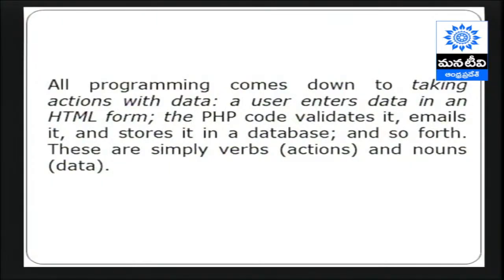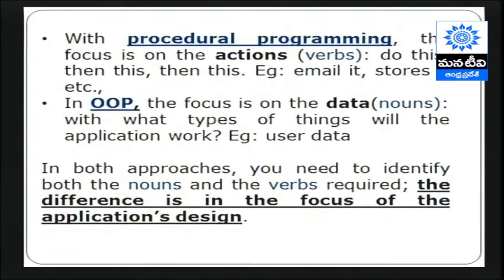Here, for the data that is stored for processing and maintained, we have different approaches. One approach is procedural programming, in which the focus is on actions, that is, how the data is to be processed, like: email it, store it, etc. In the other programming approach, that is OOP, the focus is on the data; object oriented programming mainly focuses on the security of the data.